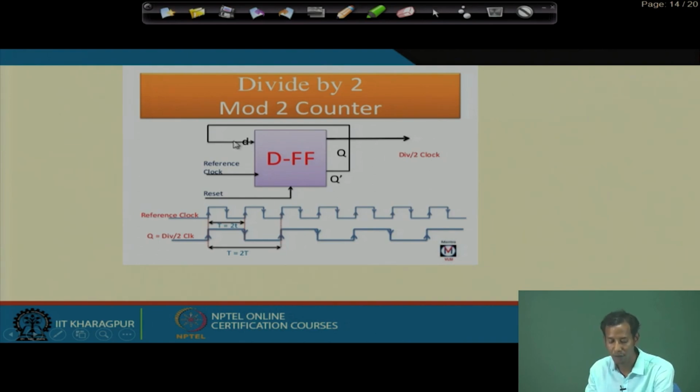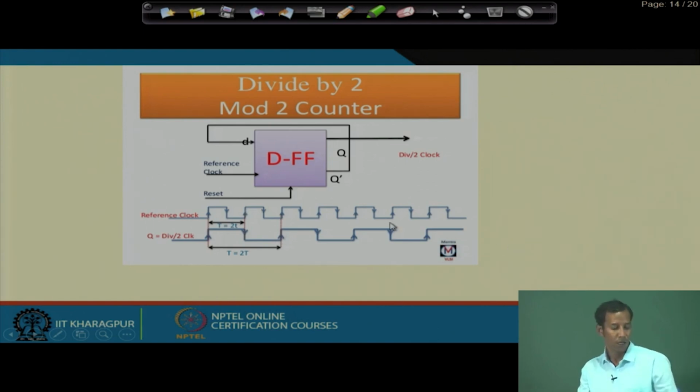So, this Q bar will come over here at the D. At that time it is 0, then again it is 1, then 0, then 1, then 0. So, this particular signal will be toggling, depending on the corresponding clock edge. As it finds the data changing for one particular clock, that is why this is nothing but the divide by 2 clock.